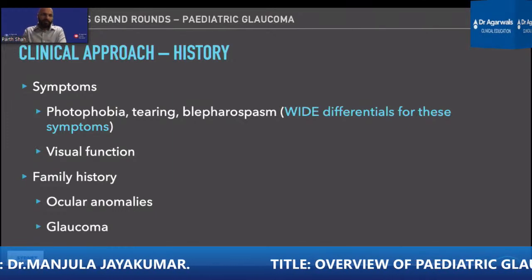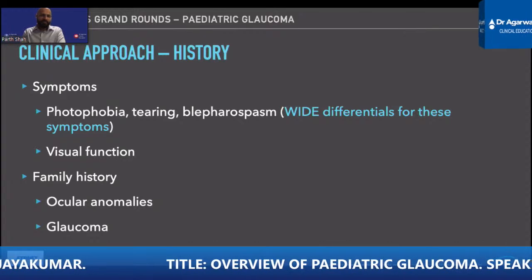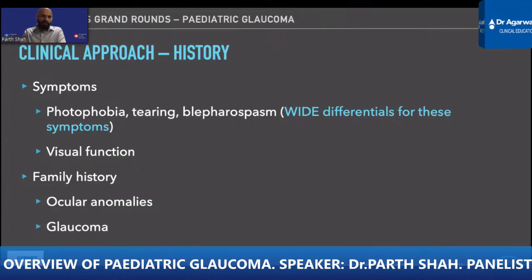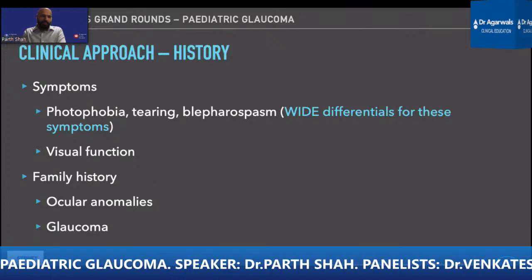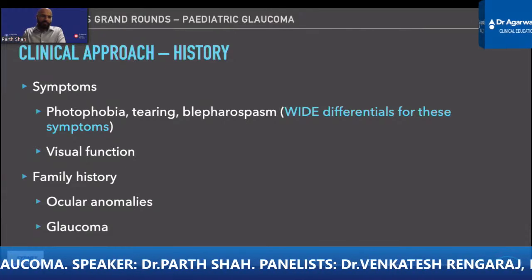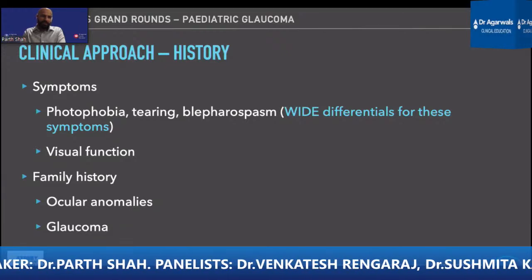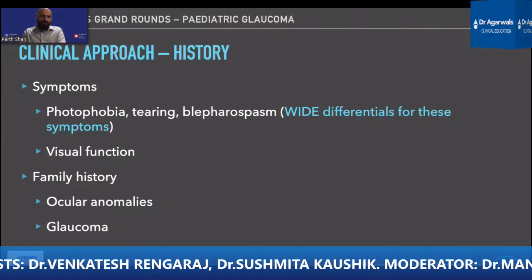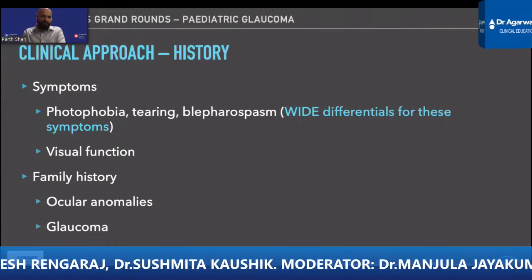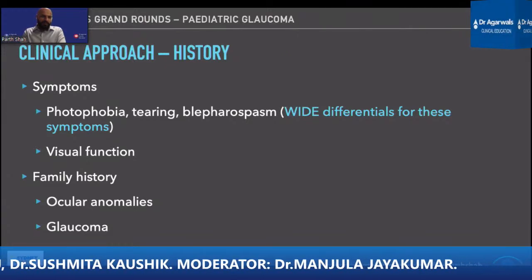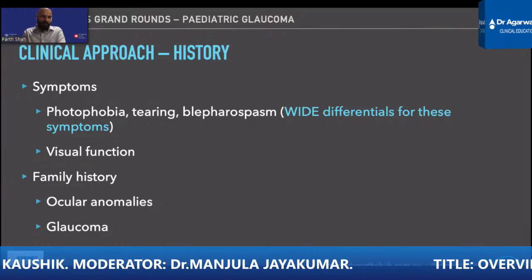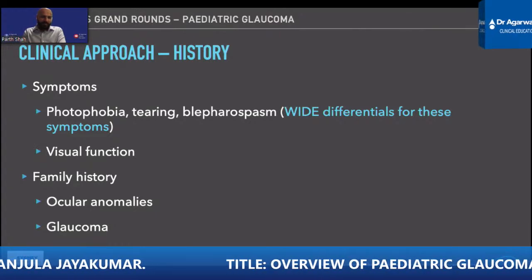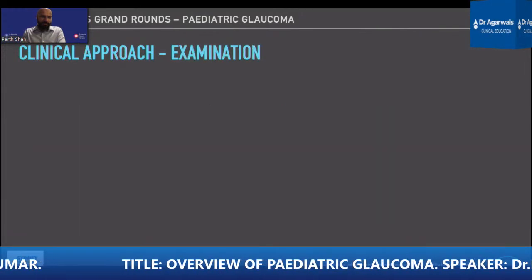So just going through the clinical approach to pediatric glaucoma, the symptoms that children present with can be overlooked because they are quite commonly associated with other more common pediatric eye pathologies. So photophobia, watering and blepharospasm may be related to ocular surface disease. It may be related to nasolacrimal duct obstruction, but they are also the symptoms of congenital glaucoma. So it's important to bear these in mind. Visual function may be normal at the beginning, but with corneal haze, it rapidly deteriorates. It's important to ask about family history of ocular anomalies and childhood glaucoma.